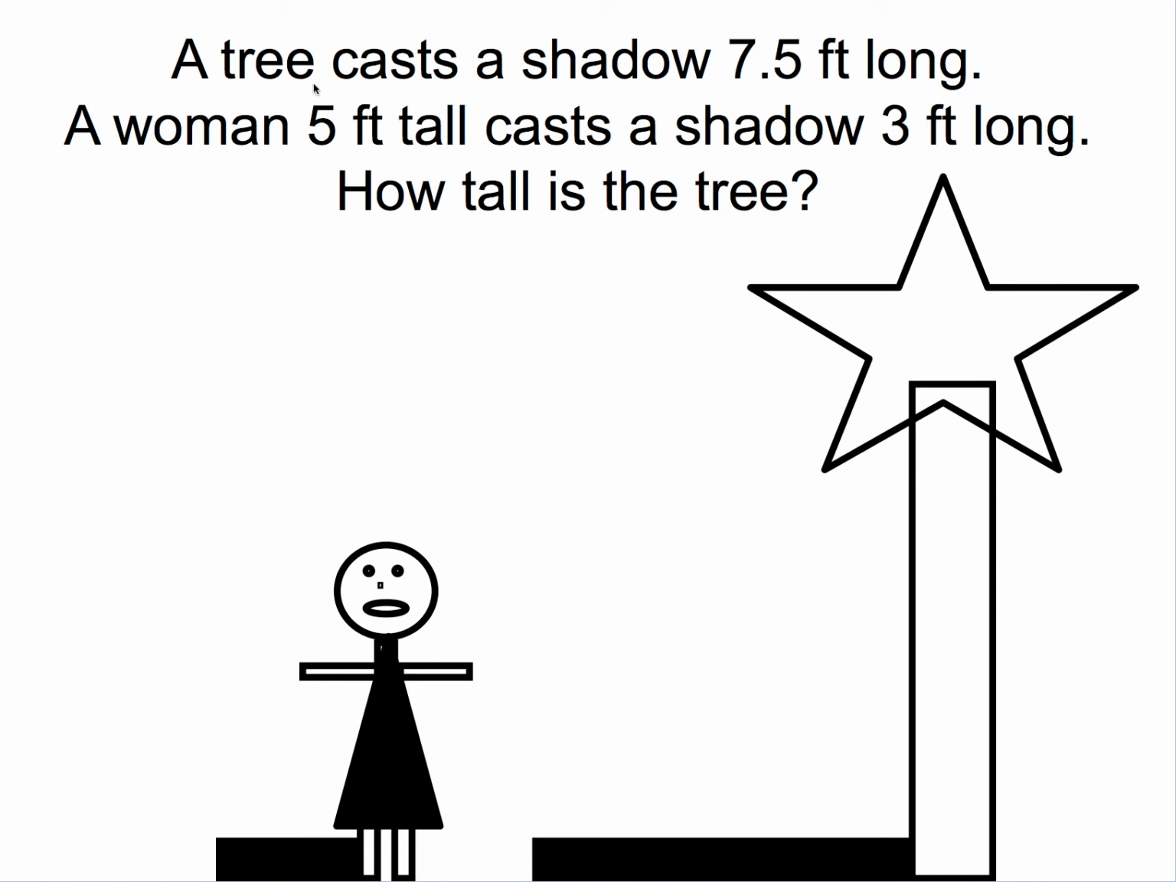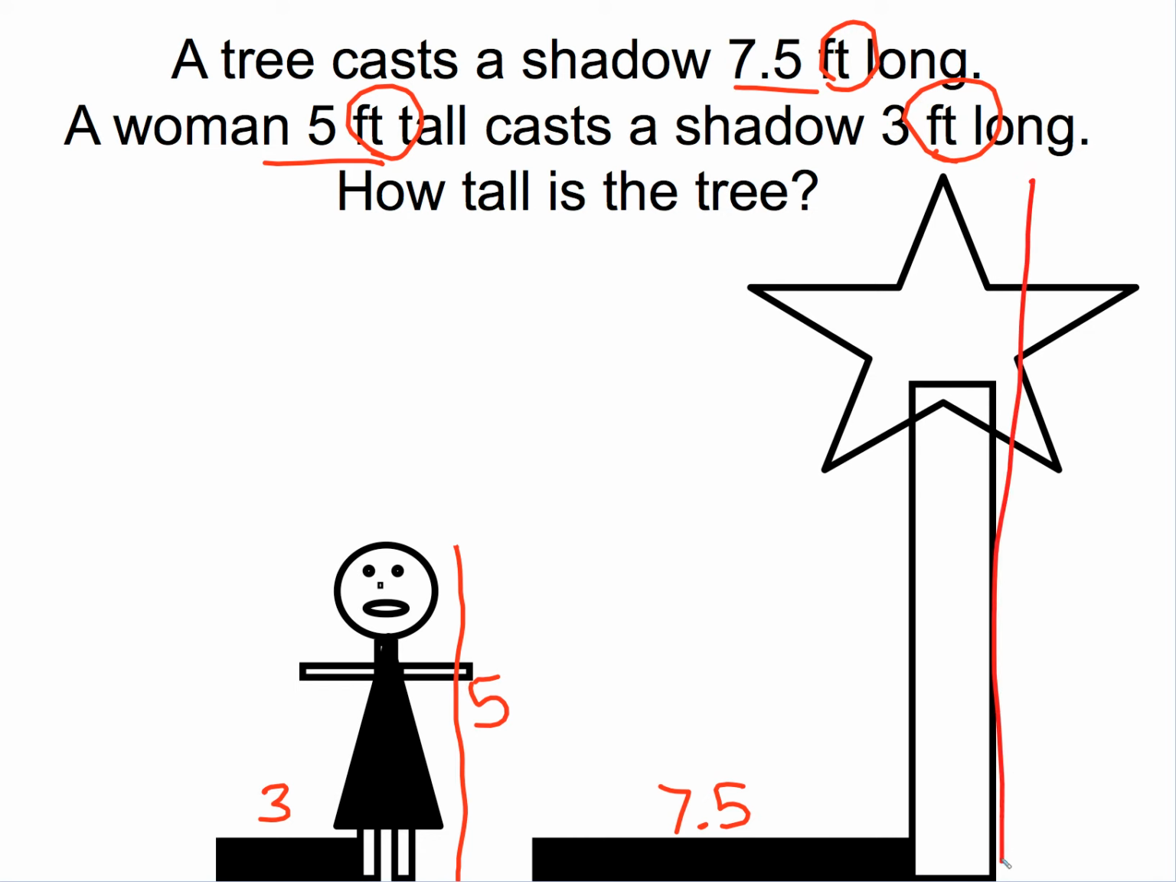And what they're telling us is that the tree casts a shadow 7.5 feet. So this distance right here is 7.5. Since they're all feet, I'm not even going to write that in because I don't have to worry about converting anything. So I'll put that in at the end. So the shadow for the tree is 7.5. The woman is 5 feet tall, so her height is 5, and she casts a shadow that's 3 feet long. And now we need to figure out the height of the tree. So that's going to be our variable x because that's our unknown.